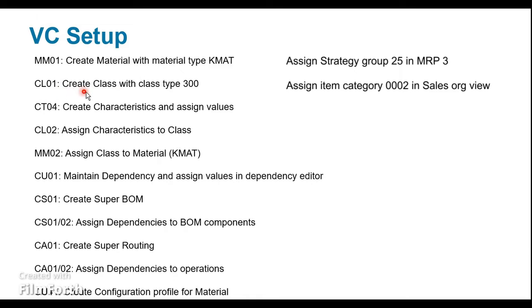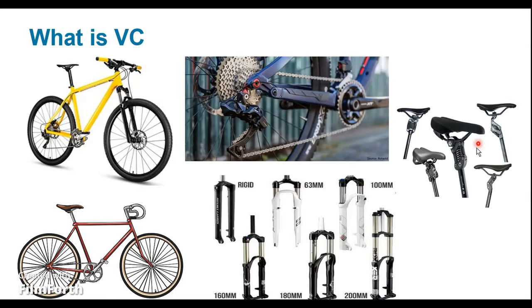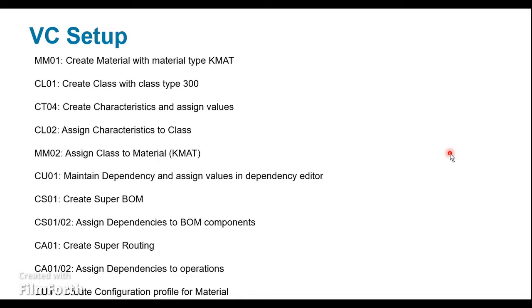And then we are going to create a class with the class type 300. So 300 is basically the class type for variants. And then we are going to create characteristics and then assign the values for those characteristics. So in our example, the characteristics here would be, let's say, the saddle. So the saddle is going to be a characteristic, and the types of saddles or seats, those would be the values in the characteristics. So we'll try to discuss that in more detail once we get into the SAP system and the further slides.